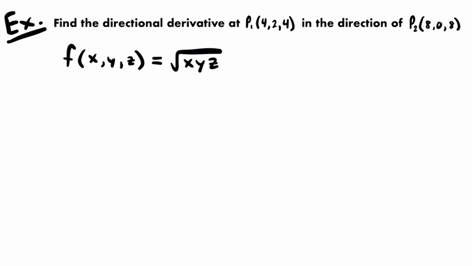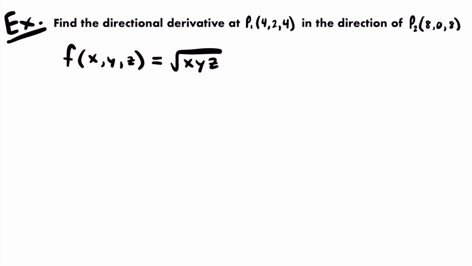Instead of being given a vector, we've been given 2 points. And if you've done a lot of practice finding directional derivatives, then you've probably seen this before. But what we will end up doing here is finding a vector between these 2 points, and that vector will have the direction that we need for the directional derivative. Okay, but let's just do one thing at a time here.